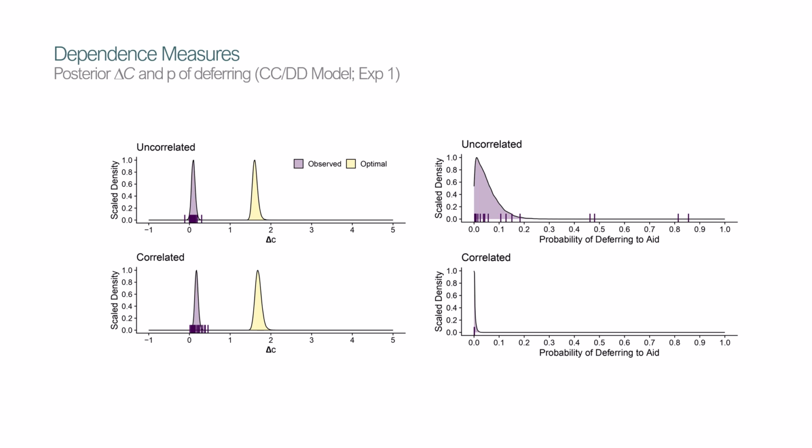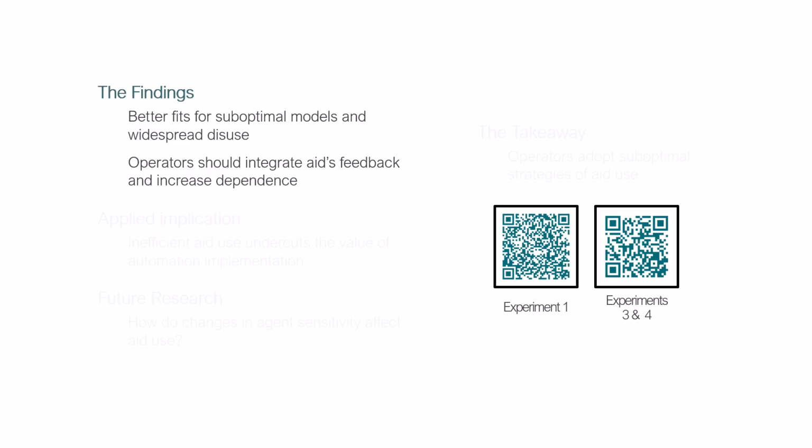We saw similar trends across all experiments, and what we're seeing here overall is this better fit for the suboptimal models and evidence of widespread aid disuse. It also clues us a little bit into how to increase the quality of aid use. Specifically, we'd like participants to engage in this information integration process under a CC strategy more, but we also need them to dramatically increase their dependence on automation. And in the event they're unable to do that, it might actually be beneficial for performance to just rely more on the more sensitive agent, either the automated aid, deferring to it with a higher probability, or the unaided human operator.